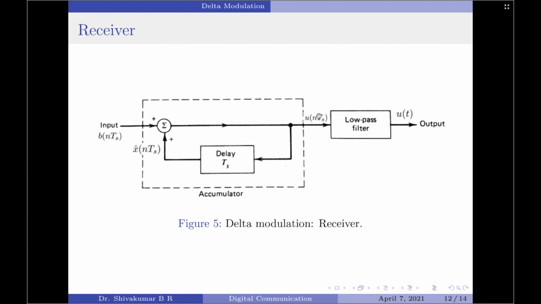Lastly, the out of band quantization noise in the high frequency staircase waveform, which is u of nTs, is eliminated by passing it through a low pass filter with a bandwidth equal to the original signal bandwidth. This in fact will convert the discrete time signal u of nTs into the continuous time signal u of t.